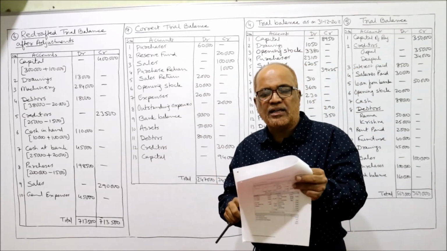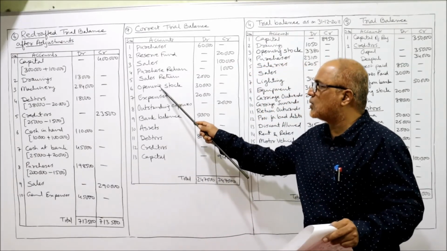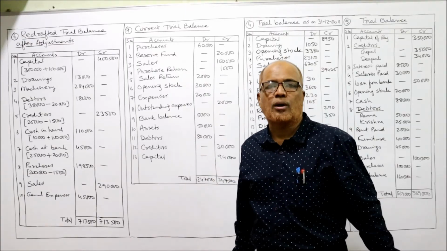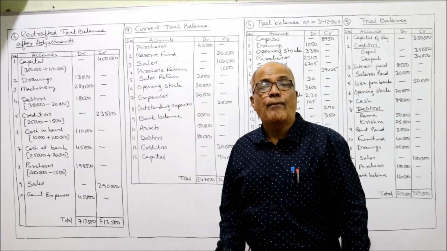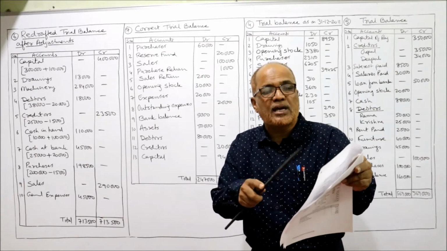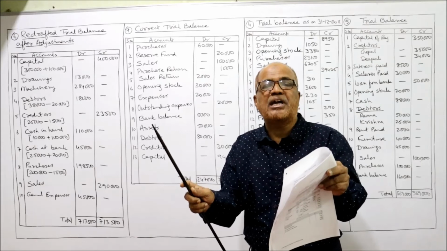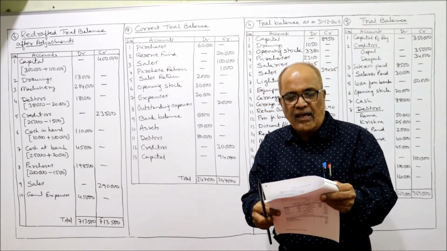Opening stock 30,000. It is taken in the correct debit column. I will also take opening stock in the debit column 30,000. Then closing stock. Closing stock will not appear in the trial balance. By mistake, he has taken closing stock on the debit side. Closing stock should not be taken in the trial balance. So I have not taken it, ignored.